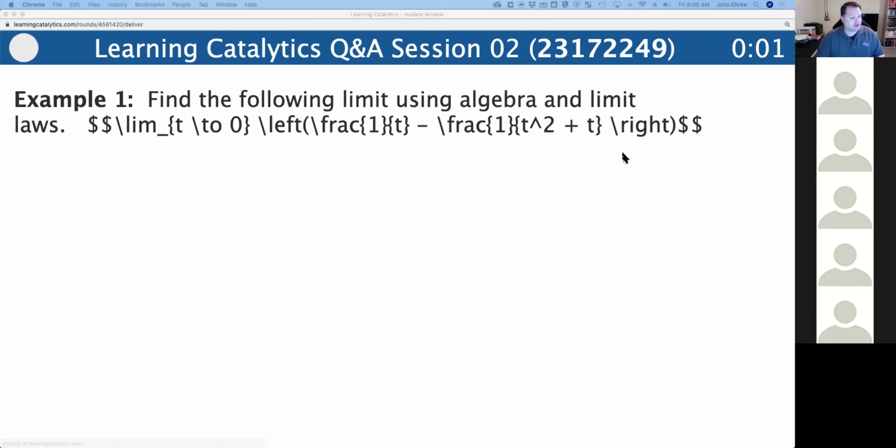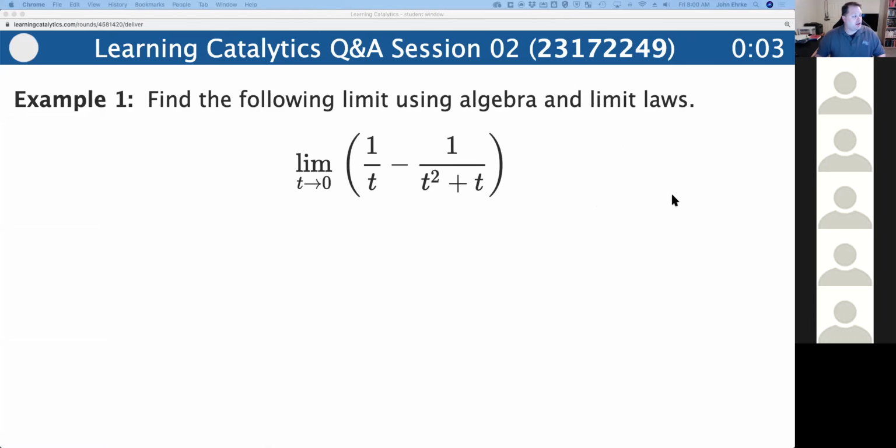If you haven't logged into Learning Catalytics, go ahead and do so. Here, I want you to find the limit of this function, and we're going to use algebra and limit laws to do that. I will give you a hint to get started on this function, and that is, obviously you should plug in t equals 0 to see if it'll directly substitute, which it won't.